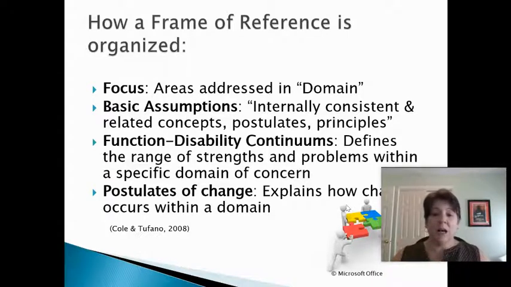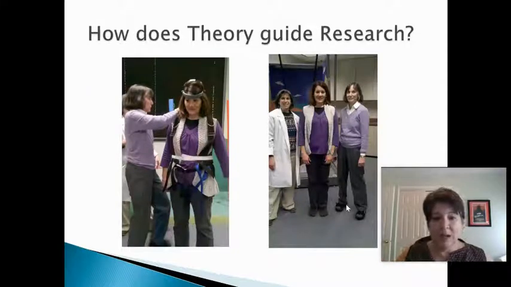Within this theory, how do we define function for an individual, and how do we define dysfunction or disability? What's the range of issues that a person can have? And also, how do we get them from here to there? What are the ways in which we help a person to change from point A, where they start, to point B, where we envision them being by the end? So how does theory guide research?